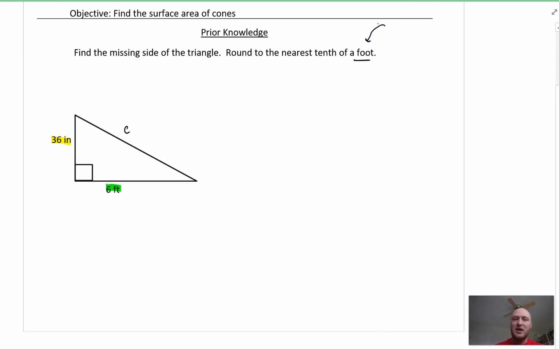So it would make sense that I change this 36 inches into feet. I want to get rid of inches. What's the conversion rate between feet and inches? Well, 1 foot is 12 inches. Inches cancel, and then I have feet. So 36 feet over 12, which is 3 feet.